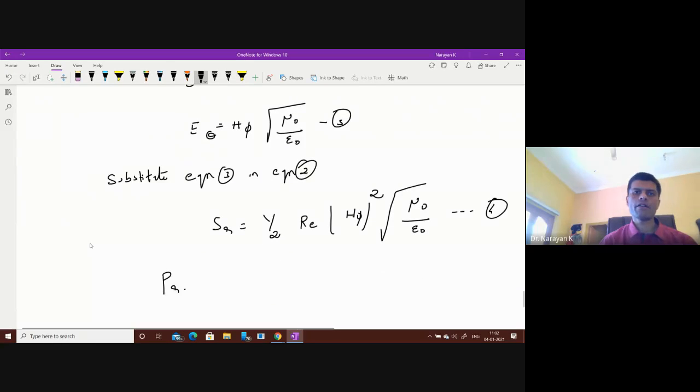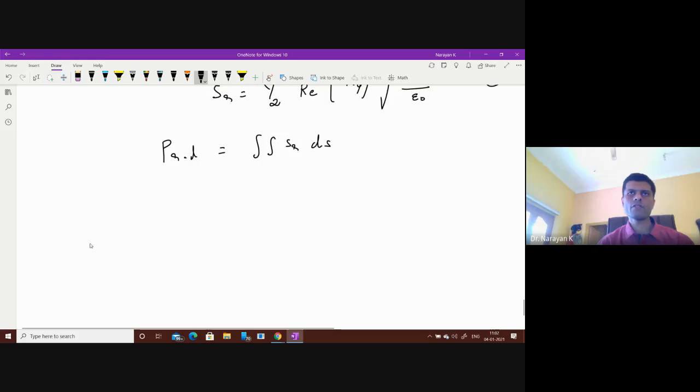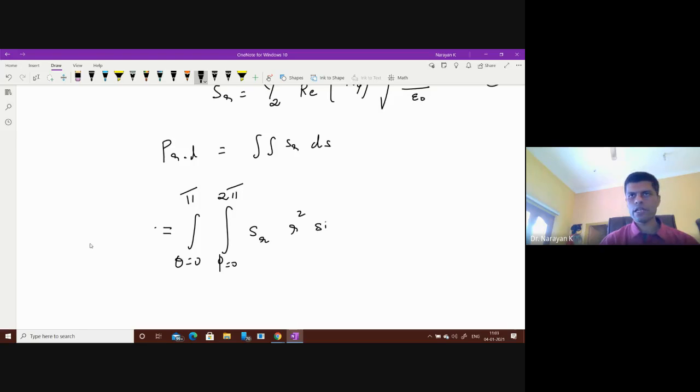Right now, next, power radiated is equal to the double integration of S of r dfs. That is your this one. So that will be nothing but theta varying from 0 to pi, phi varying from 0 to 2 pi, the radial component S of r, square sin theta d theta d phi. Are you following up to this point? It is exactly the same as the previous derivation.